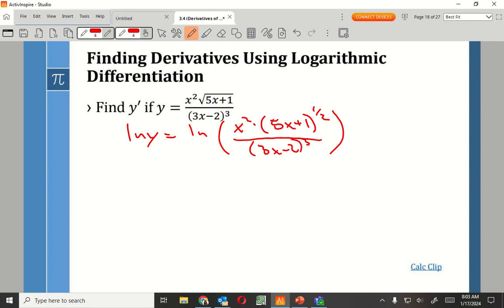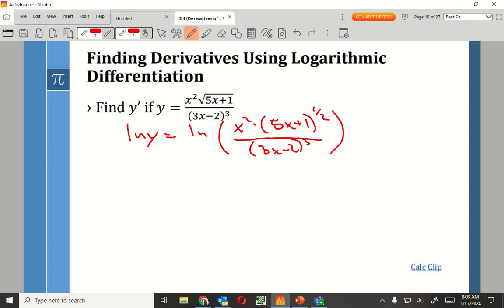Now, because y is now part of my problem, it's part of my equation, this now turns it into an implicit differentiation. That means I'm going to have a y value, and I'm going to also have a dy dx. So I want to try and solve for the dy dx. So let's go ahead and do this. So take the derivative using implicit differentiation.